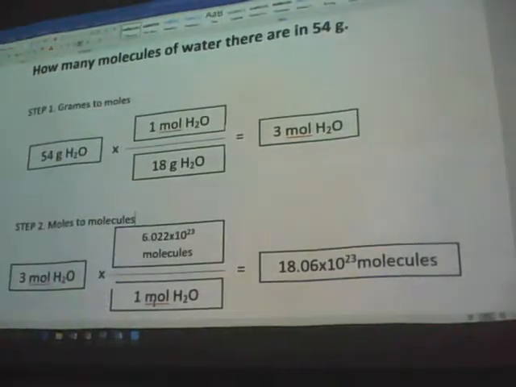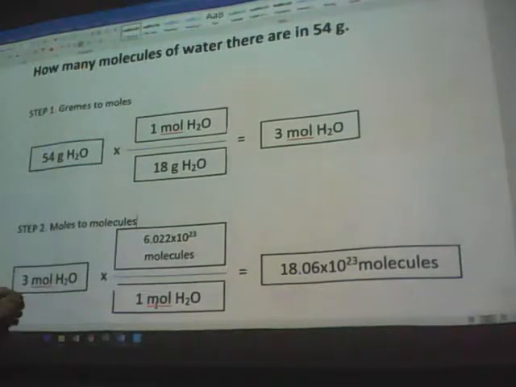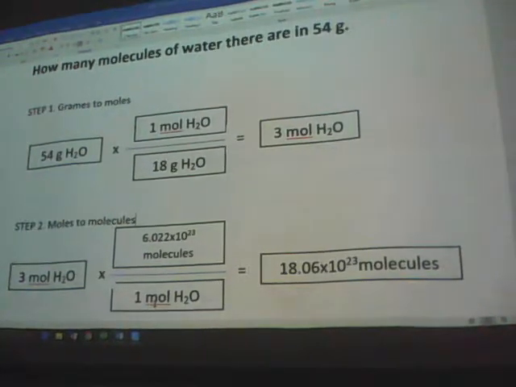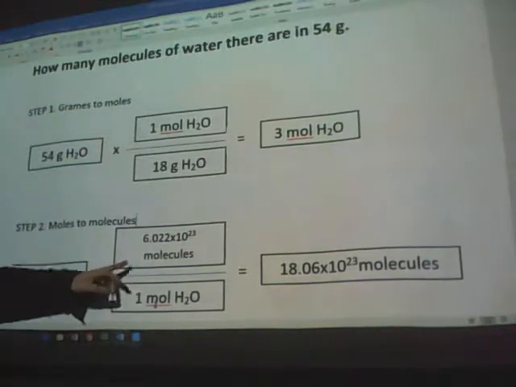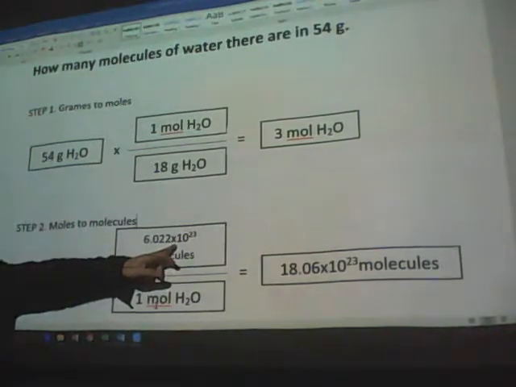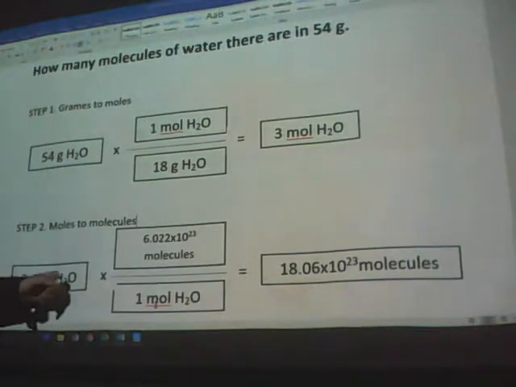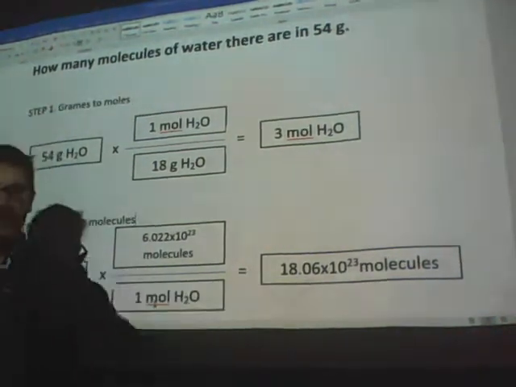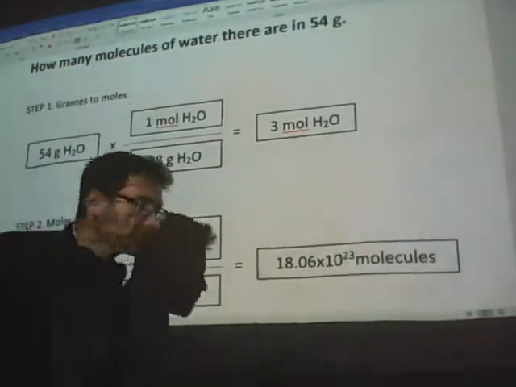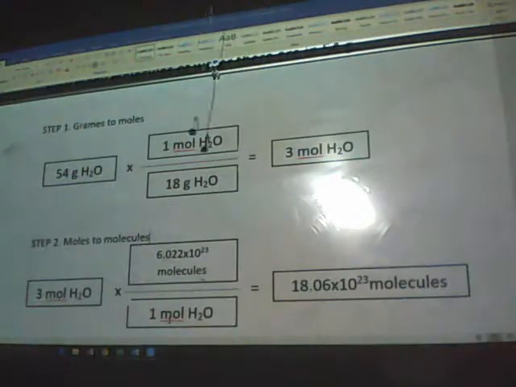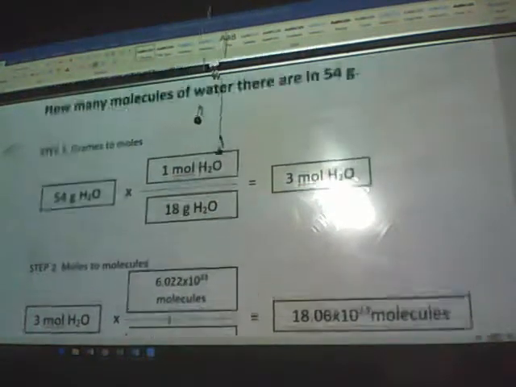And to convert the moles to molecules, the only thing I've got to do is to multiply by Avogadro's number, okay? Avogadro's number is the number of molecules in a mole. It's 6.022 by 10 to the power of 23. So you multiply the number of moles by Avogadro's number and you get the number of molecules in 3 moles, okay? I'm going to make an example.